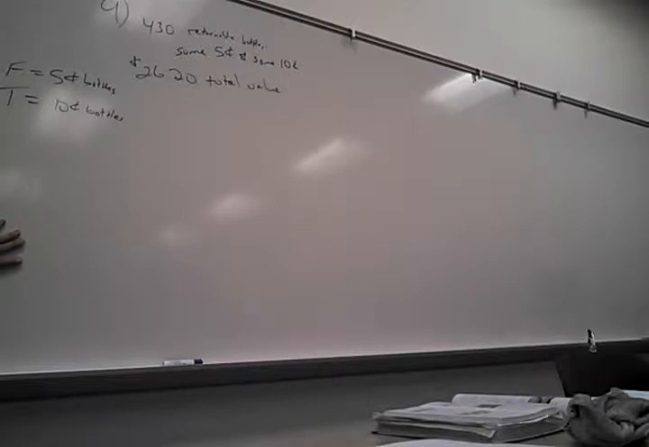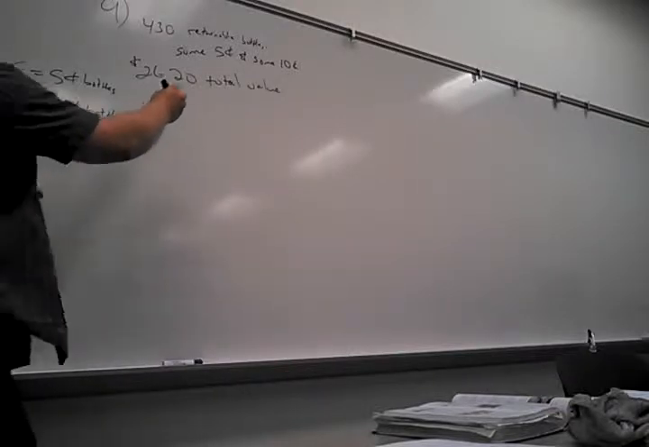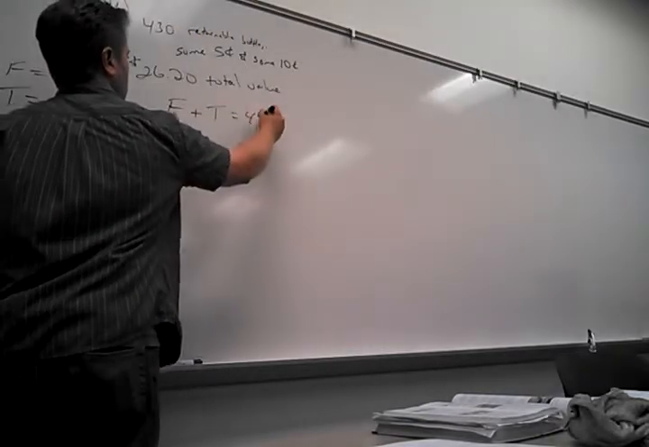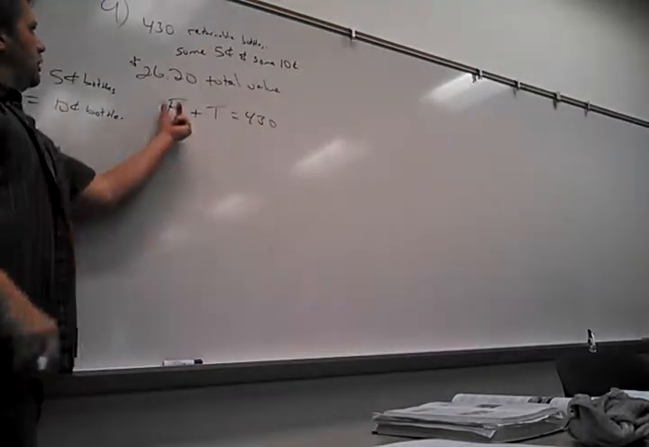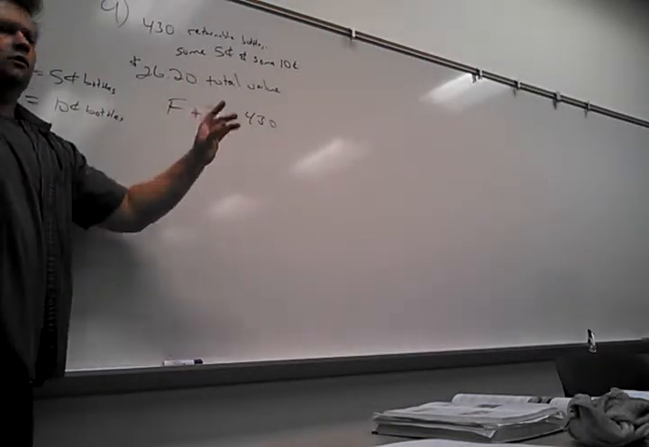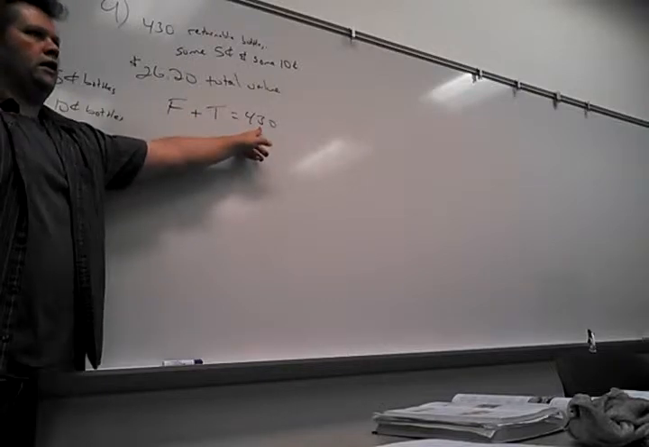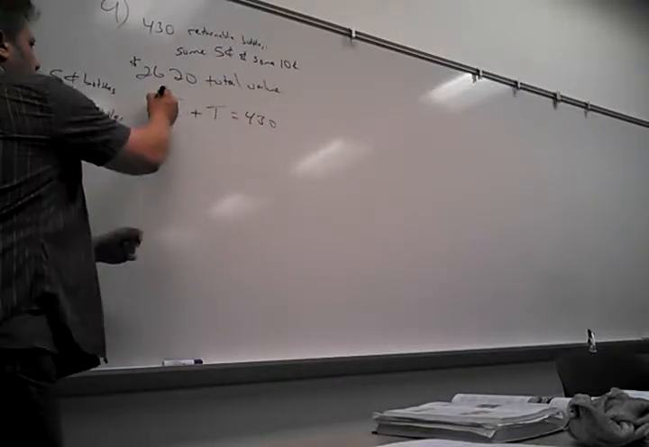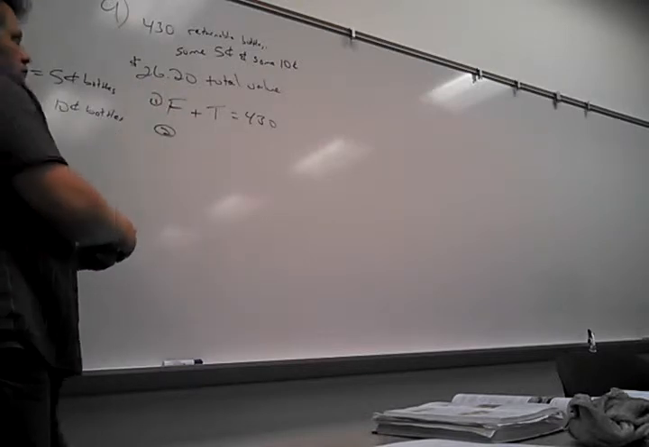So what's one equation going to be? Remembering what we said last time, you almost always have an easy equation, the total equation. F plus T equals 430. The number of 5-cent plus the number of 10-cent has to be the total. Now, what people always do is they try to bring money into this, but this is number of bottles, not money. There should be no money here. And the second equation, I'm going to have all my money.